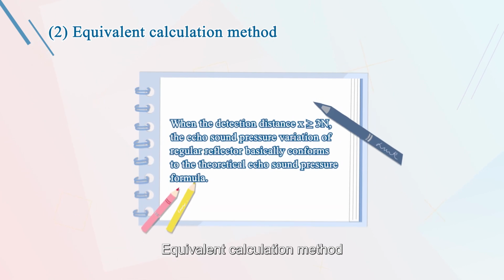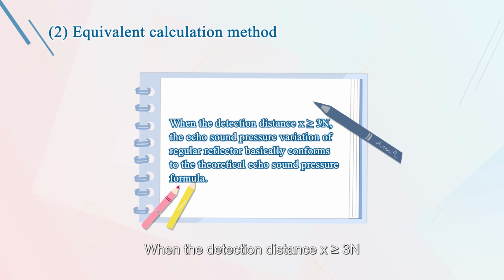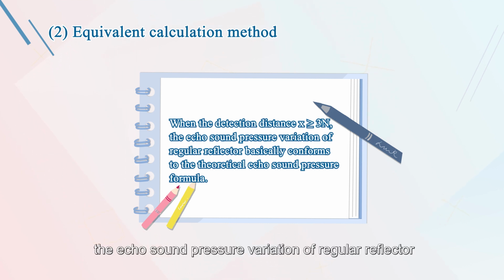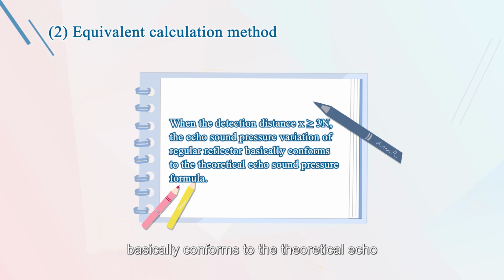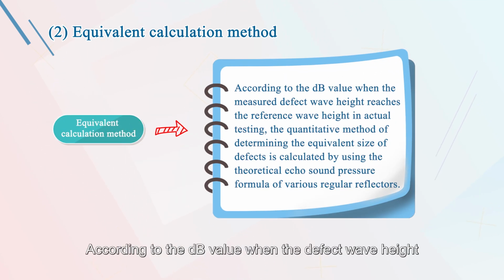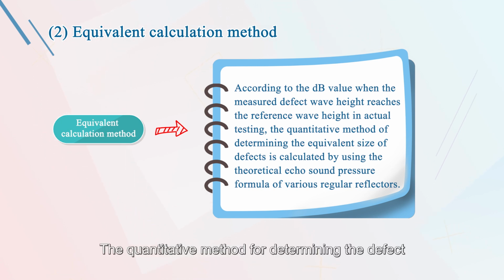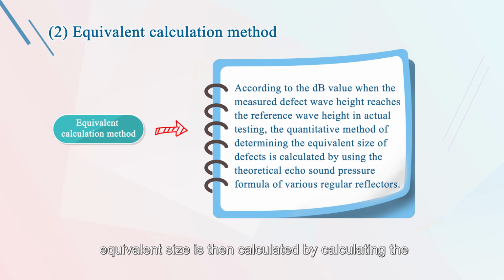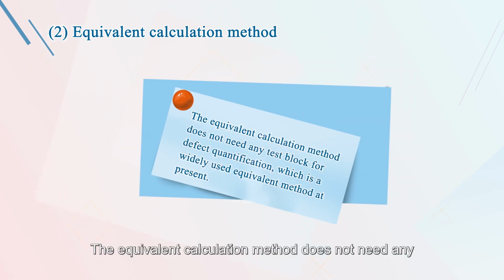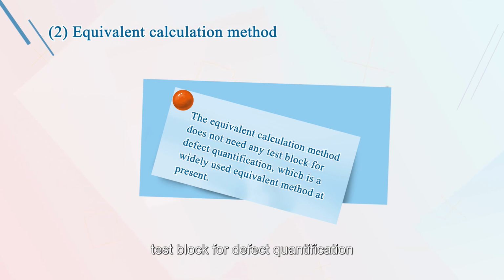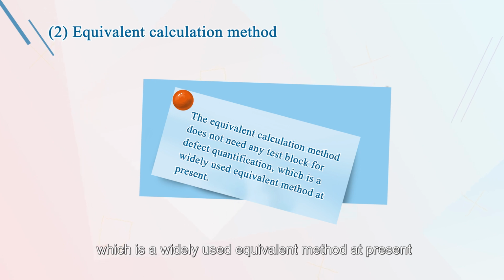Equivalent calculation method. When the detection distance x is equal to or more than 3N, the echo sound pressure variation of a regular reflector basically conforms to the theoretical echo sound pressure formula. In the equivalent calculation method, according to the dB value when the defect wave height measured in the actual inspection reaches the reference wave height, the defect equivalent size is determined by calculating with the theoretical echo sound pressure formula of various regular reflectors. The equivalent calculation method does not need any test block for defect quantification, and is a widely used equivalent method at present.